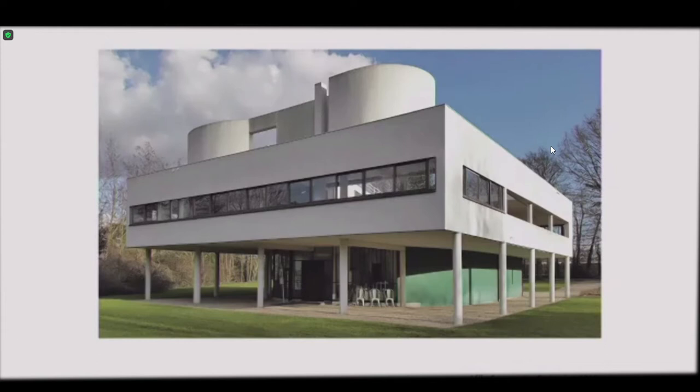But the reason why I'm showing you this picture is that this particular house really represents a very big trend in contemporary architecture, which we call functionalism. We are still living under the influence of this very influential and important architectural theory.